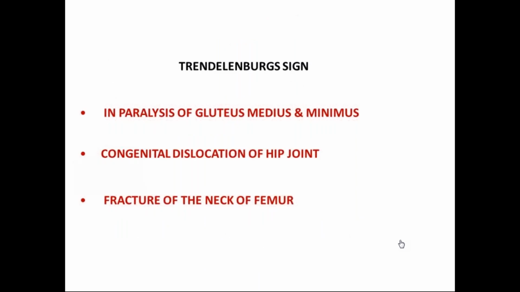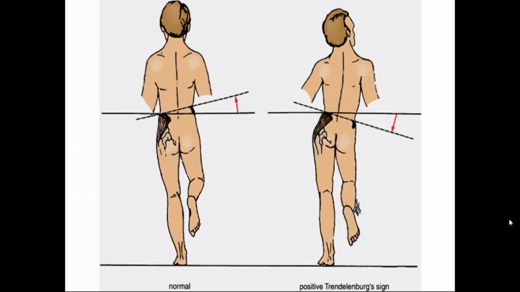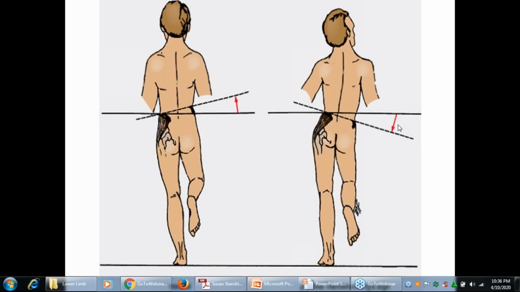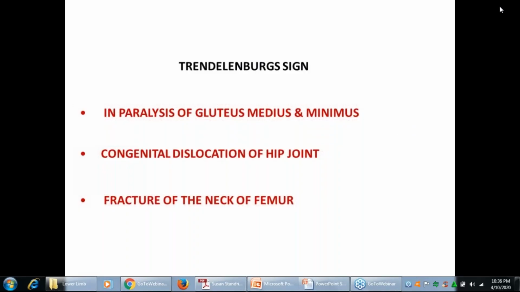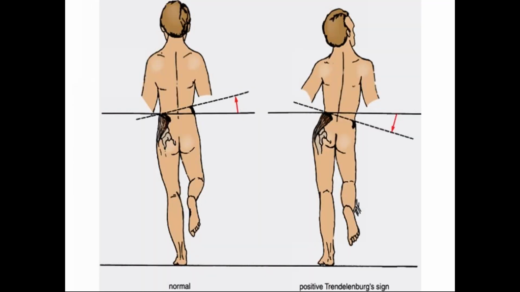Trendelenburg sign is positive in the paralysis of gluteus medius and minimus, congenital dislocation of hip joint, and fracture of neck of femur. In this positive sign, the pelvis is tilted downwards. The pelvis is not supported by the glutei of the opposite side. This is positive Trendelenburg test.